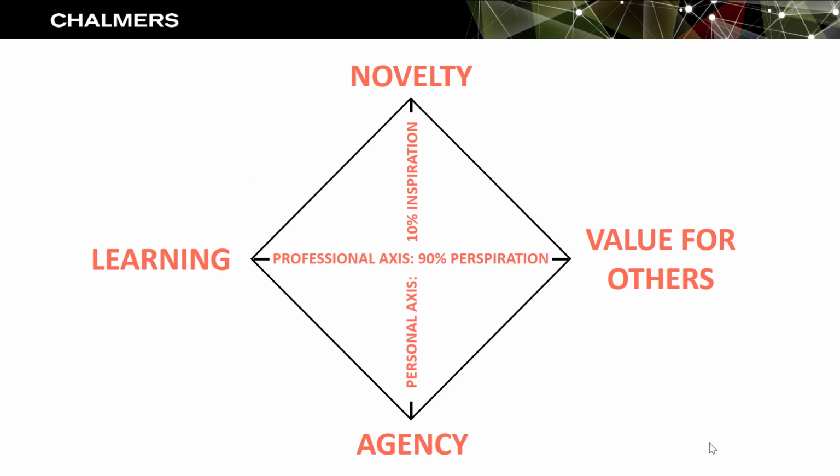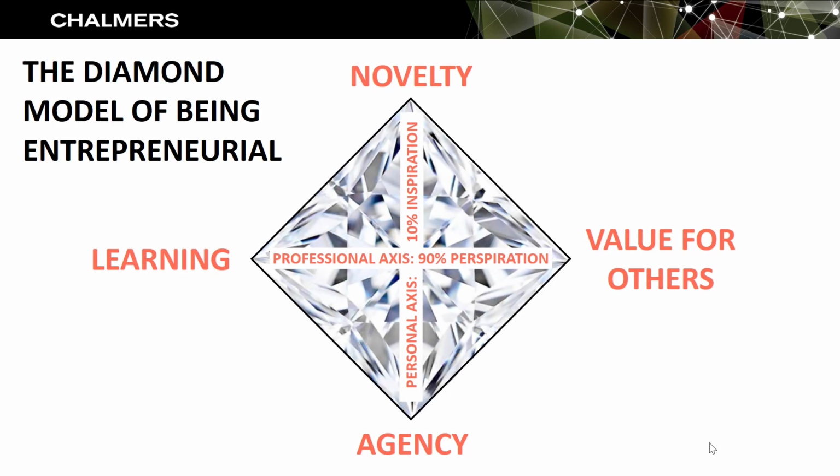There are two axes. You have a professional axis, which is the 90% perspiration of being entrepreneurial. And then you have a personal axis, 10% inspirational of being entrepreneurial. And this more or less reflects what entrepreneurship is about. It's a lot of perspiration, going between learning and value for others, and some inspiration to it, agency meeting novelty. So this gives us a diamond with two axes. I will show you a video that summarizes this model once again. Here it comes.